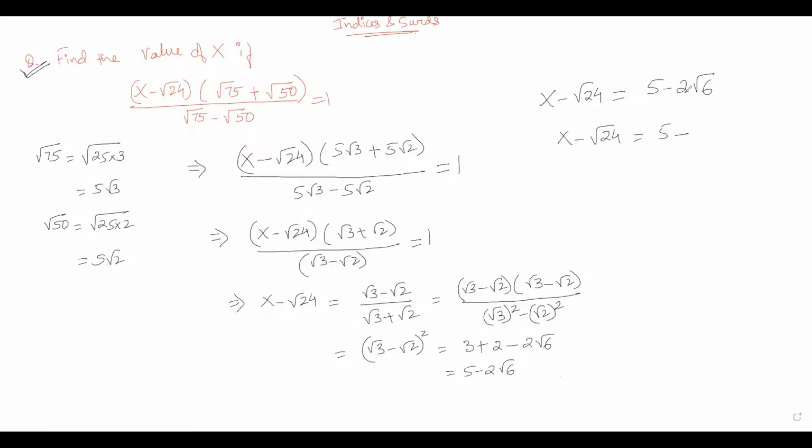2 root 6 is in mixed surd, so we can convert this into pure surd by taking 2 inside the root. In that case, this would be 6 times 2 square. So finally, this would be x minus root 24 equals 5 minus root of 6 into 4, that is 24. So we can cancel this root 24 from the left hand side and right hand side. So the value of x comes to be 5. So simply by converting pure surd into mixed surd and rationalization, we can find the value of x.